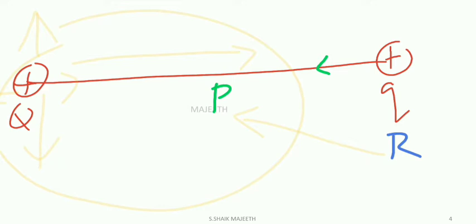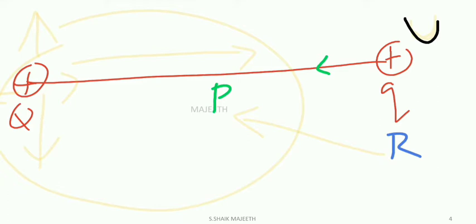This work done is stored as potential energy at this point. So we note that potential energy is U. We are doing some work, and that work is stored as potential energy. We assume that we are moving the test charge q from point R to point P with constant velocity. What is the meaning of this? That means we are giving some external force, because by applying force only can we move the object. So we are giving some external force to move the charge from point R to point P.